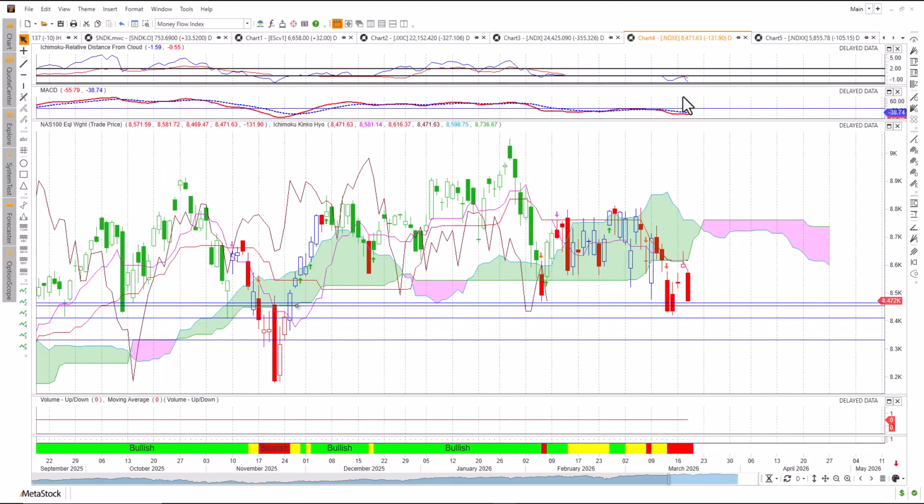Now for the NDXE, which is the equal weighted one, we also lost support here at the bottom of the cloud, still in bearish territory, now fighting for support here at 8,453. Downside risk is here to 8,410, as well as this old cloud chart support level of 8,332. So watching very closely to see if we're going to get support to come back in at these particular levels. But we could still see the downside risk target towards the old low of November 2025. So just keep an eye out for that.